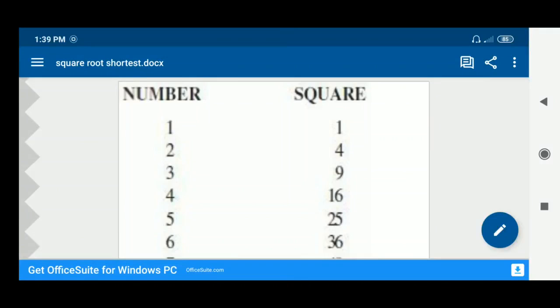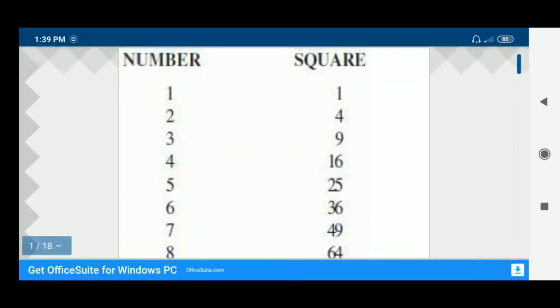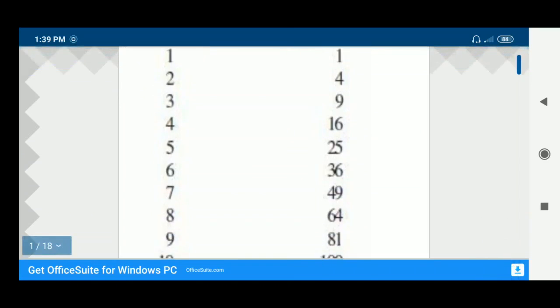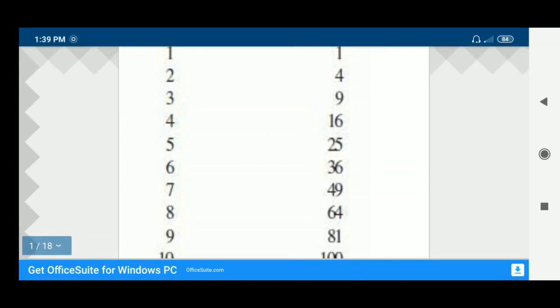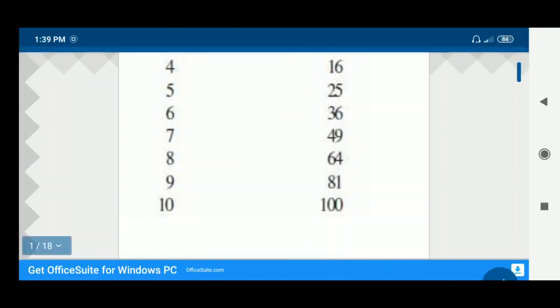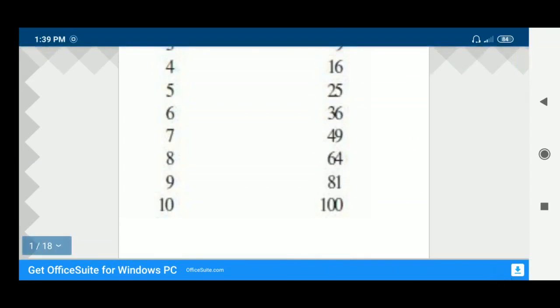Table number 1 is numbers 1 to 10 and their squares. Number is 1, square is 1. Number is 2, square is 4. Number is 3, square is 9. Number is 4, square is 16. Number 5, 25. 6, 36. 7, 49. 8, 64. 9, 81. 10, 100.